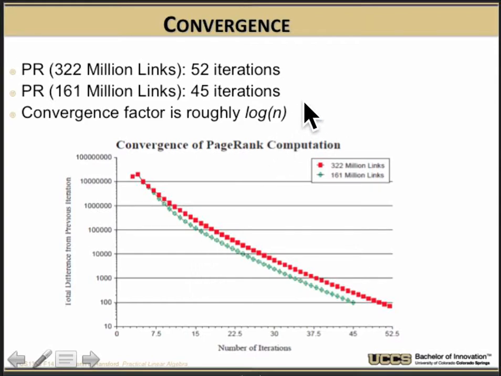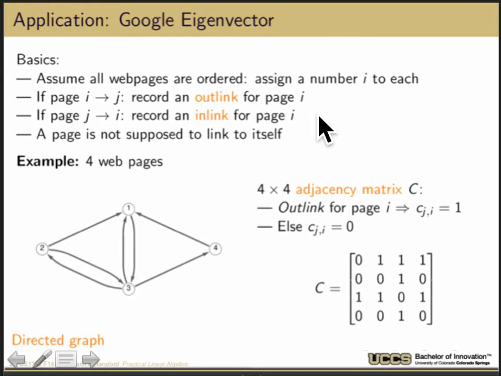Now if we look at this, how fast does it converge? This is actually from their original paper back in '98. When they did some testing with 322 million links in the web, this process converged to a PageRank after just 52 iterations. And for half that, at 161 million links, it took 45 iterations. And roughly, the convergence factor seems to be log n, where n is the size of the internet.